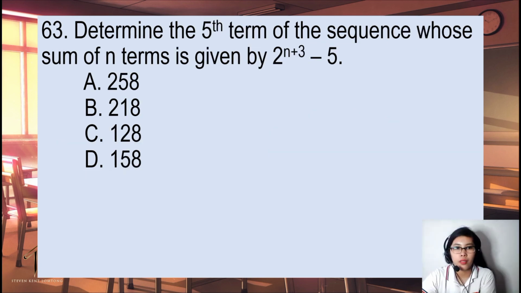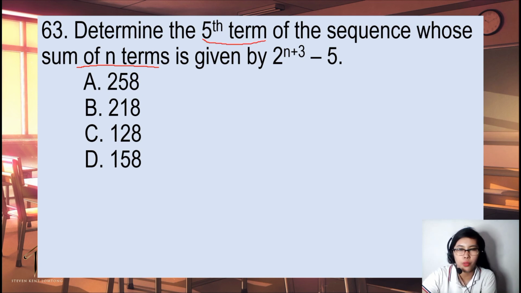Now determine the fifth term of the sequence whose sum of n terms is given by 2 raised to n plus 3 minus 5. As you can see, the given is the general term for the sum of n terms, and we will find the fifth term of this sequence.